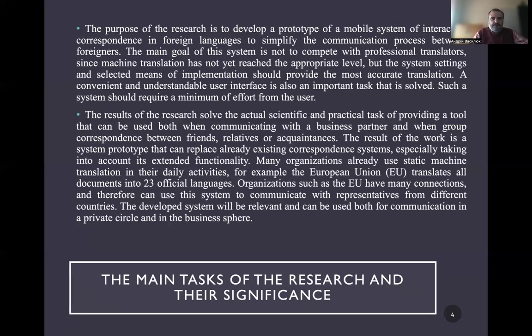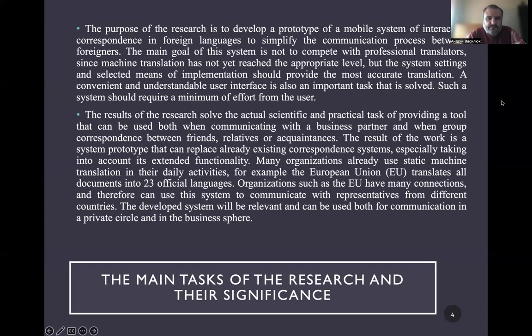The purpose of the research is to develop a prototype of a mobile system of interactive correspondence in foreign languages, to simplify the communication process between foreigners. The main goal of the system is not to compete with professional translators. This machine translation has not yet reached the appropriate level, but the system settings and selected means of implementation should provide the most accurate translation. A convenient and understandable user interface is also an important task that is solved. Such a system should require a minimum of effort from the user.